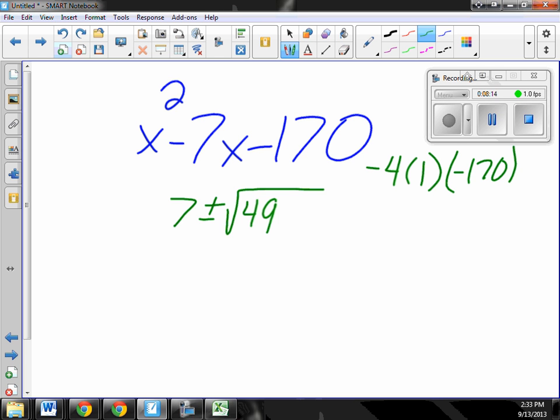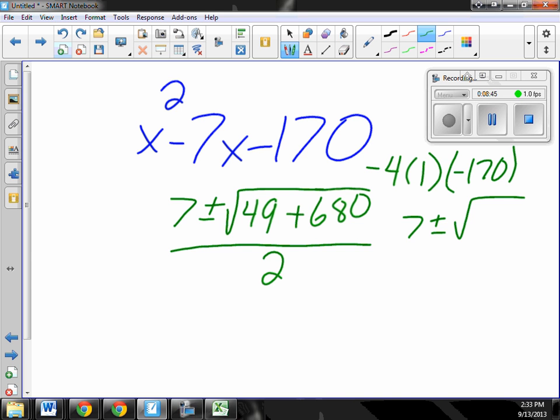I'm going to guess 580. 680. How did I do? 680. So plus 680 over 2. What's 49 plus 680? So 7 plus or minus the square root of 729 over 2.